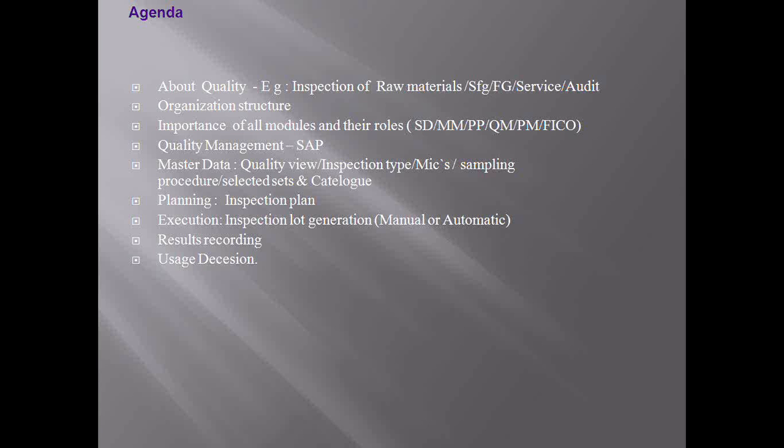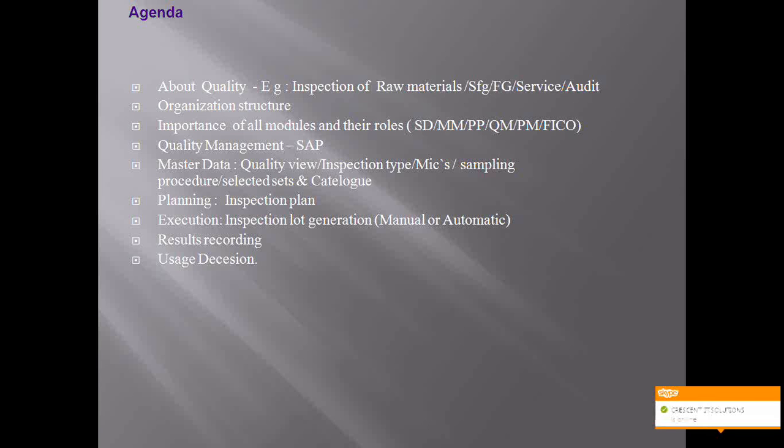Then we have to create MICs, that is master inspection characteristics. These can be quantitative or qualitative. Quantitative means measurable, qualitative means we say okay or not okay. Quantitative can be height, weight, breadth. Qualitative can be color, odor, and so on. Then the sampling procedures, selected set and catalog. Sampling procedure means out of 100, how many you want to check and accept the lot. Selected set and catalog are the characteristics which we have to define mainly for qualitative MICs, master inspection characteristics.